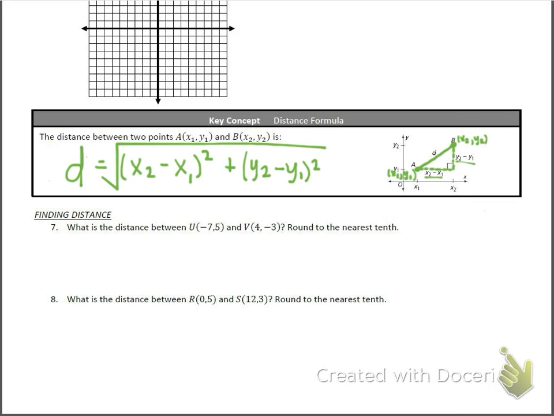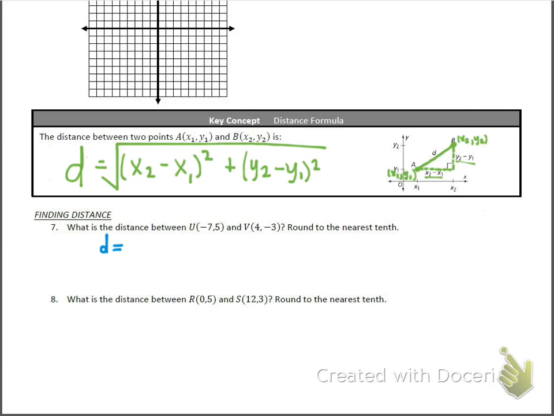Okay? So you use the Pythagorean theorem. You subtract the x's and square it. Subtract the y's and square it. Add them and take the square root. That's your distance. So let's do number 7 together. And I'll have you guys do number 8. We'll have time. So number 7. What is the distance between U and V? And I give you the coordinates, round to the nearest tenth. Here's how you're going to show your work.